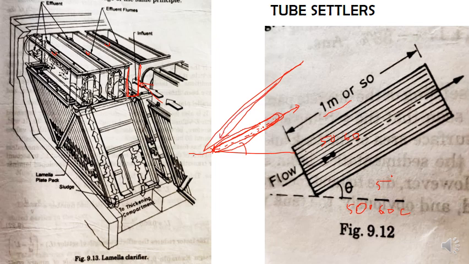So from the bottom the liquid is let in, and from the top it is taken out. But the only difference between these two is, in the 5 to 6 degrees the sludge will not automatically collect at the bottom, whereas you need to have separate arrangements for that. Whereas for the 50 to 60 degrees arrangement, automatically based on that slope the sludge will be collected at the bottom portion.